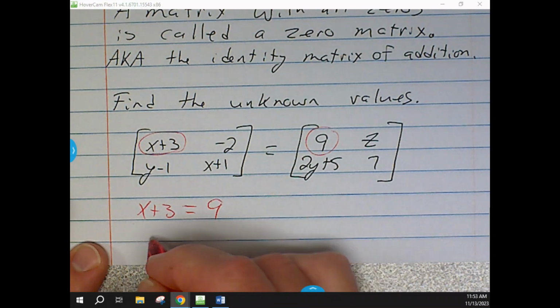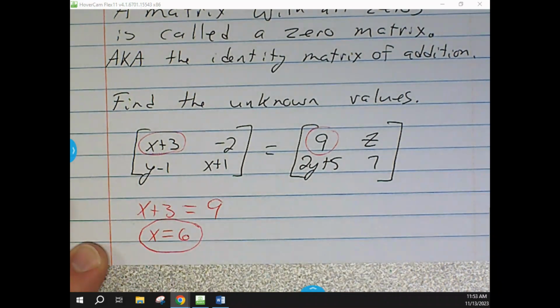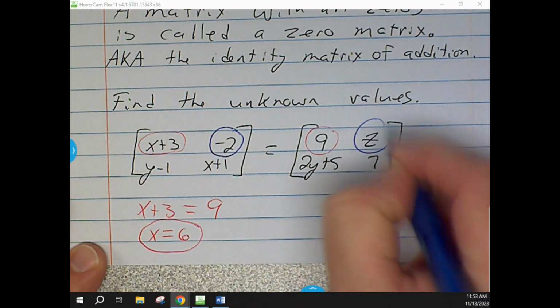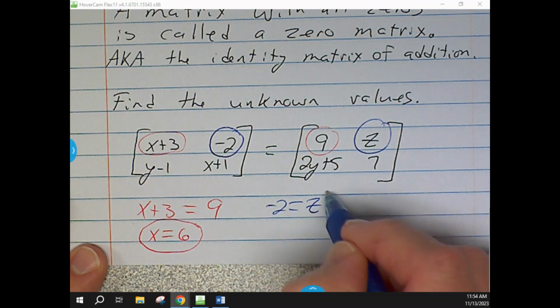So x plus 3 equals 9. So we'll subtract 3 from both sides. So we get x equals 6. Okay. And then just go to your next location. And some will have you do more work than others. This one, if you set -2 equal to z, well, there you go. The answer is already there because it's already done for you because it's just z equals -2.